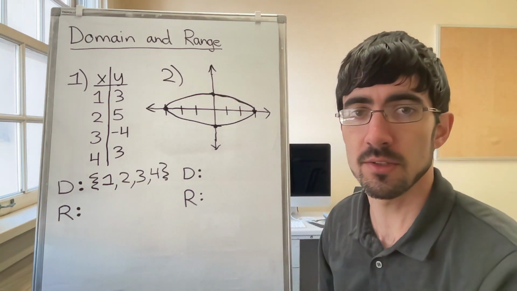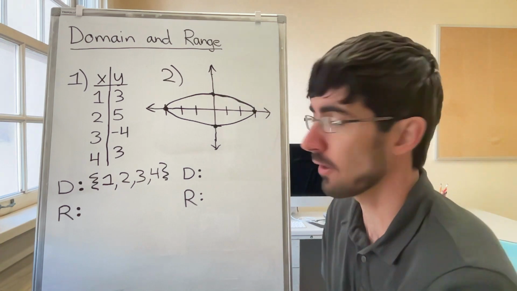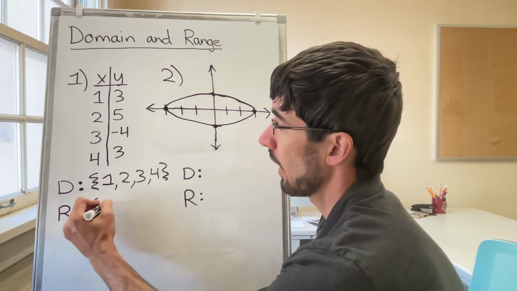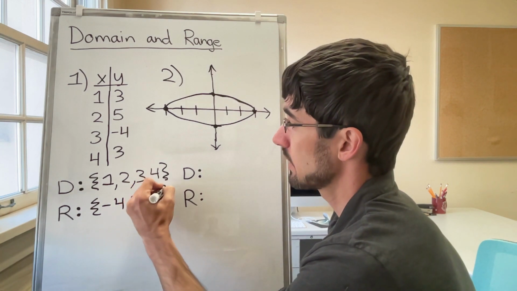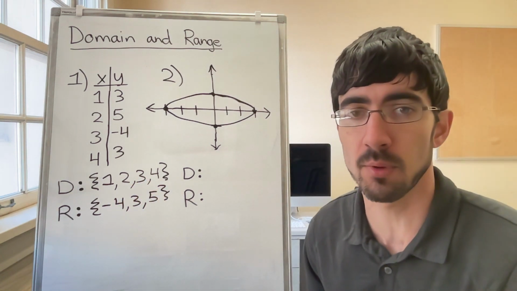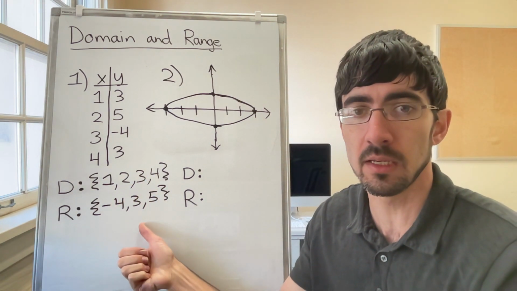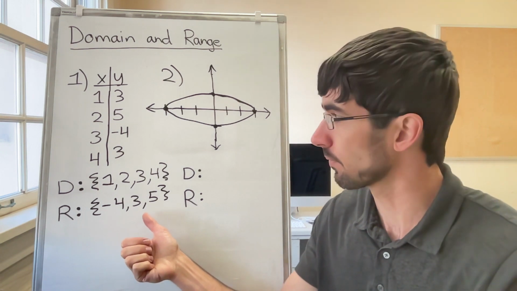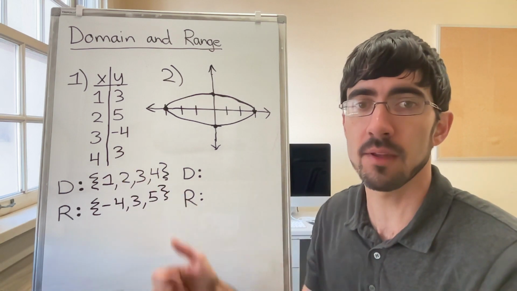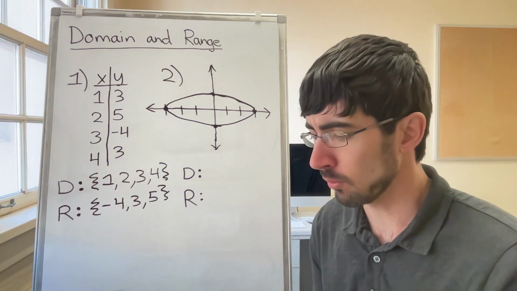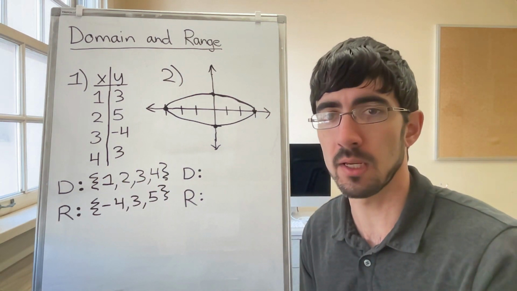The range is the y values. It's 3, 5, and -4. I can order those and list them as a set for the range. Notice that I'm not repeating the value of 3. I also want to point out that this example is a function. There is a repeated value, but it's a range value.